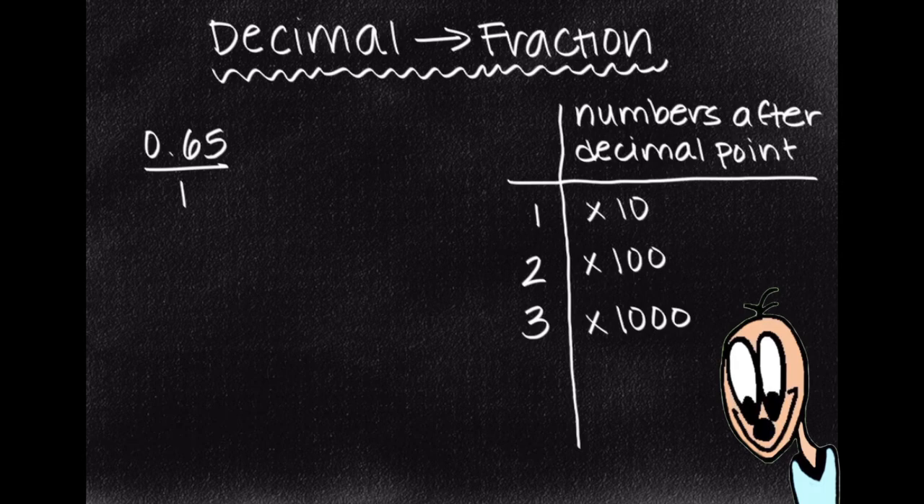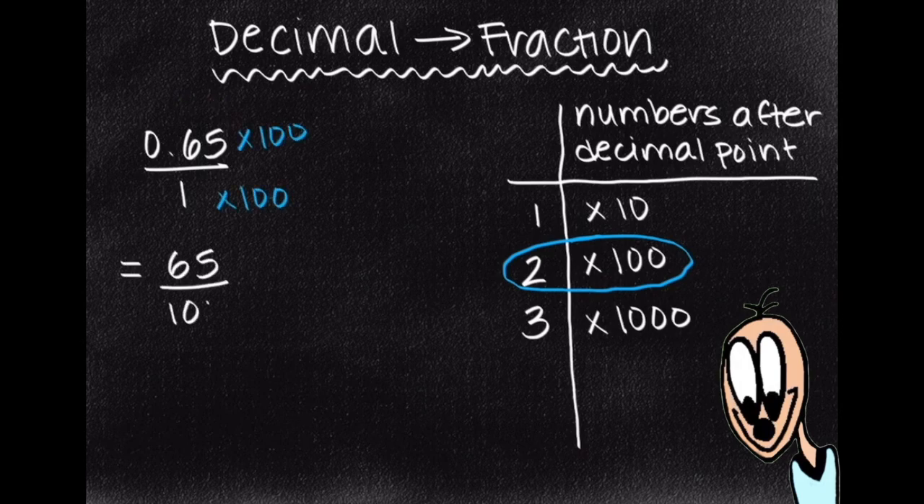So as we can see in 0.65, there are two numbers after the decimal point. So we are then going to multiply the numerator and denominator by 100. And that will give us 65 over 100.